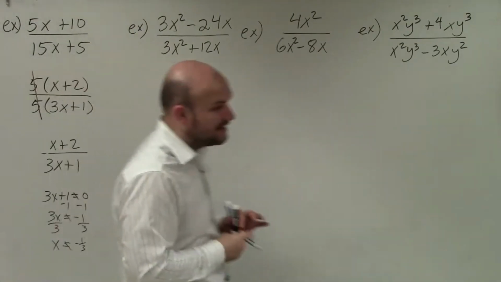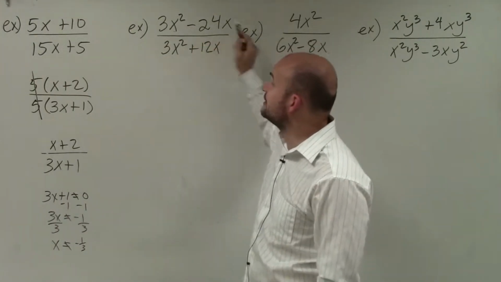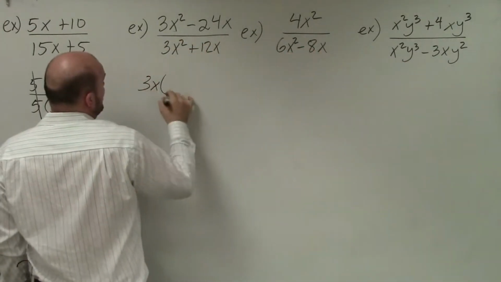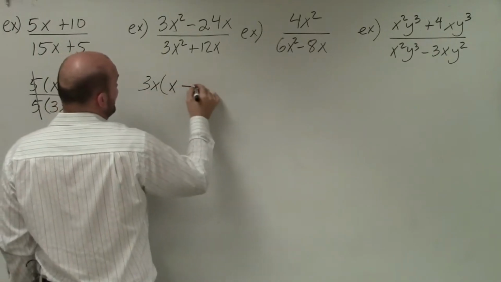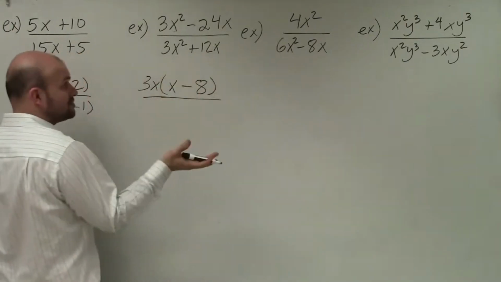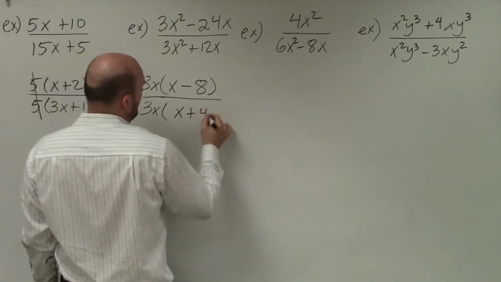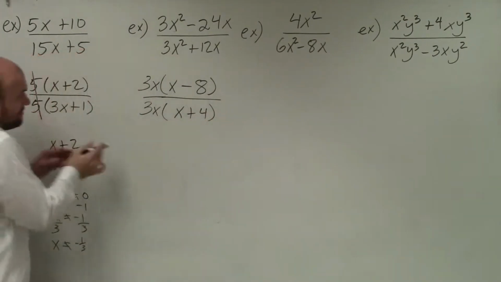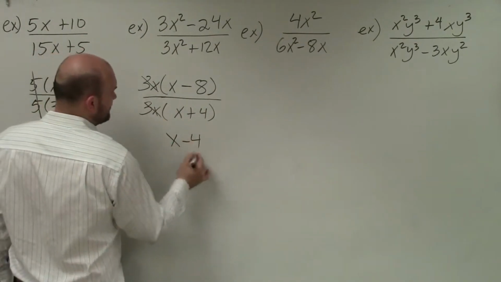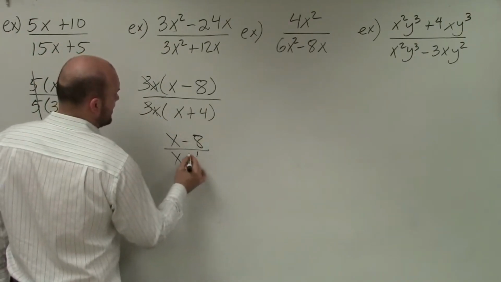So now we go over to here, and again, we're looking into what our common factors are. In our numerator, in this case, we can see that they not only share a 3, but they also share an x. So when I factor out a 3x, I am going to be left with an x minus 8. When I factor out here, I can see that they also share a 3x, so I'm going to factor out a 3x. And here, I'm going to be left with an x plus 4. Similar to this example, my 3x divided by 3x divides out, so I'm left with x minus 8 divided by x plus 4.